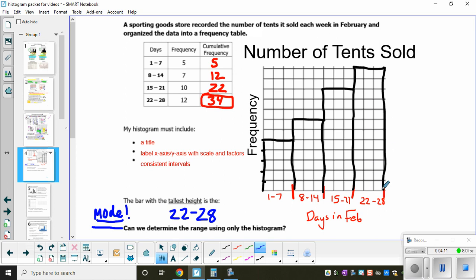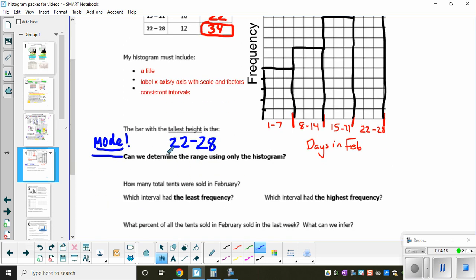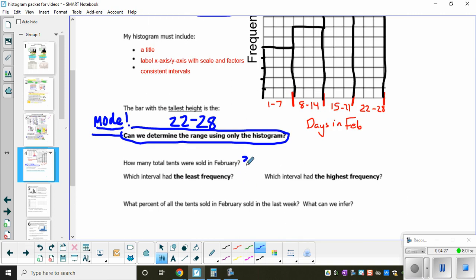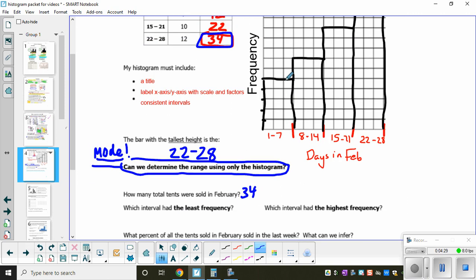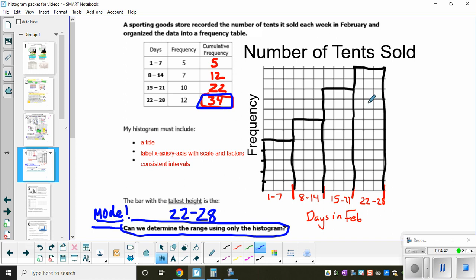And I want you guys to kind of think about why that might make sense. We're going to analyze it a little bit down here. We'll come back to that in a second, sorry. How many total tents were sold? We already got this one here. That's 34 total tents. Now, which interval had the least frequency? That's going to be the 1 to 7 interval. That's that first week. And which interval had the highest frequency? The last week. And again, if we look at the number that were sold in this last week, it's 12 versus the number that were sold in the first week.